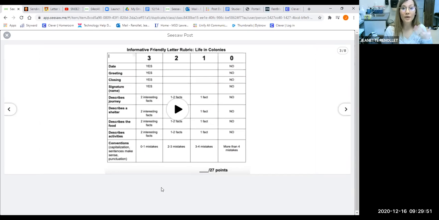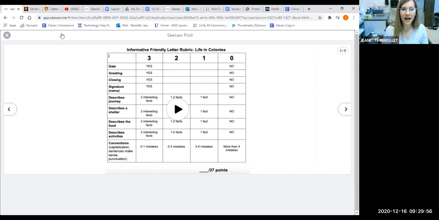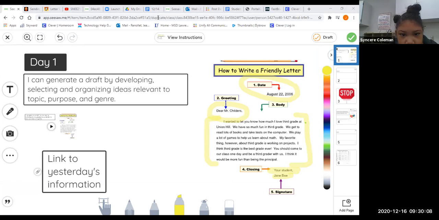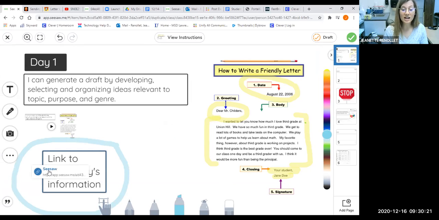So now that we know what the parts of a letter are, it's time for us to start looking at our letter to Uncle Thomas. On slide 1, you have the parts of the letter, which is so important, but you also have a link that you need to use today. Right over here on the left side of the screen, there is a link. This link will take you to yesterday's Seesaw task.